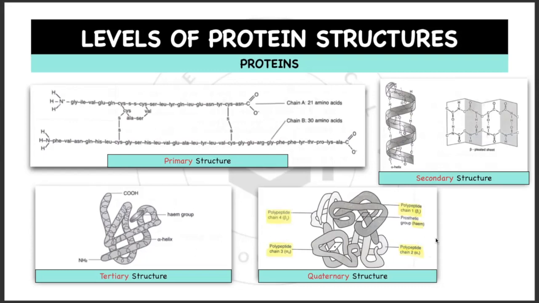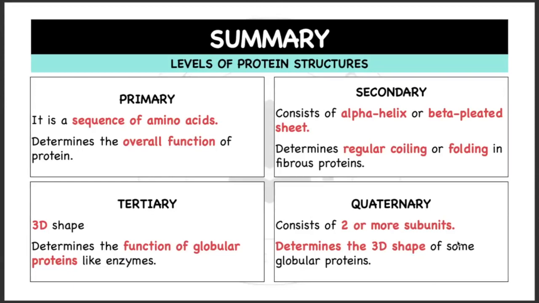Just a summary: primary structure is a sequence of amino acids. It determines the overall function of the protein. Any deletion or substitution, anything that has been changed or damaged here, will change the whole protein. It's the foundation. Secondary consists of alpha helix or beta pleated sheet. Sometimes in exams they'll ask what level of protein structure it is. If it's an alpha helix, the answer is secondary. It determines the regular coiling or folding in fibrous proteins.